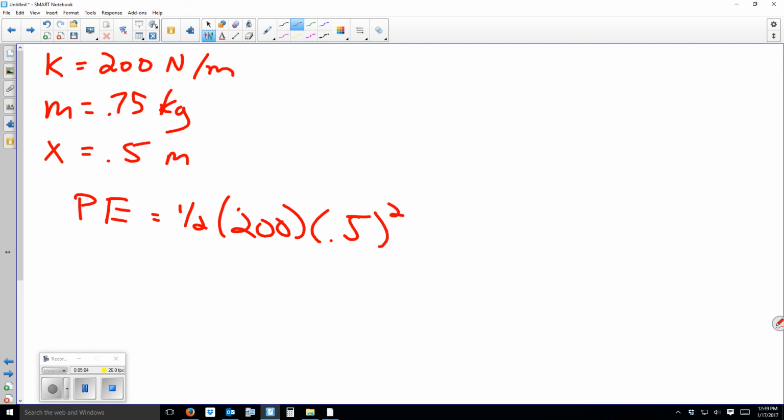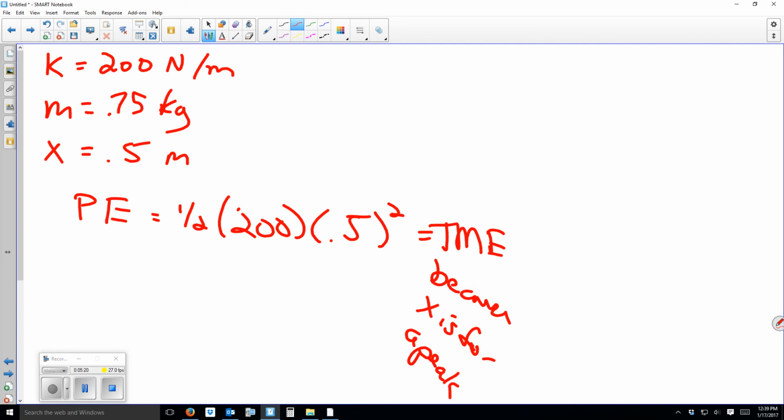That is also equal to our total mechanical energy because we're at a peak. Because our x value that we're using is for a peak, that makes it the total mechanical energy as opposed to just some amount of potential energy it has anywhere. So when I solve that, 0.25 times 200 is 50 times half. Our potential energy, which here is the exact same as our total mechanical energy, equals 25 joules.